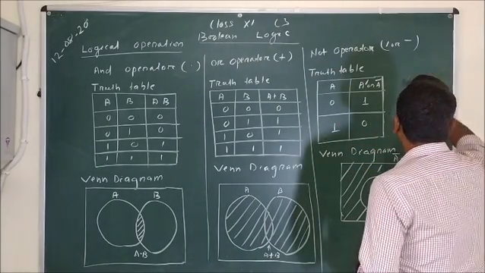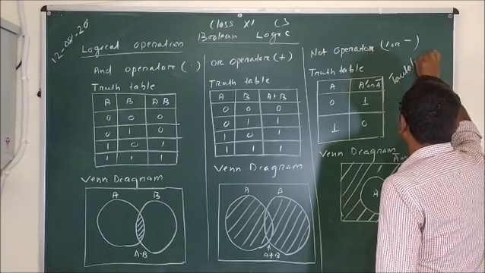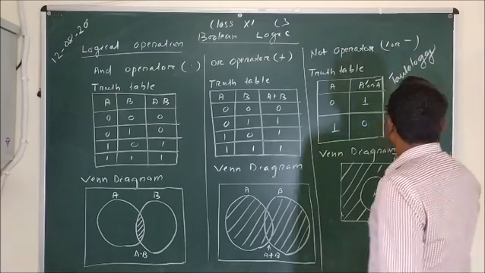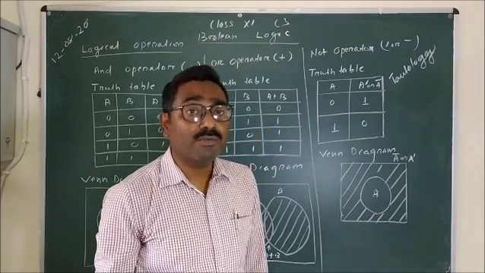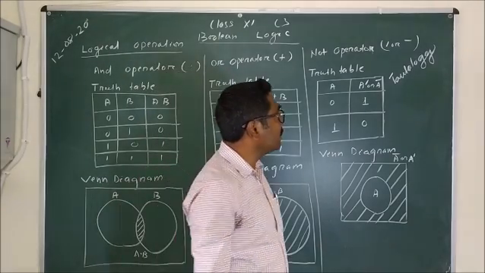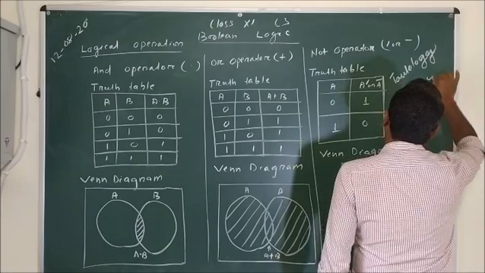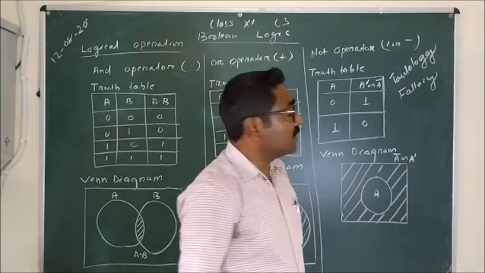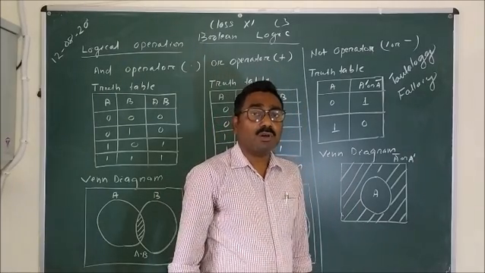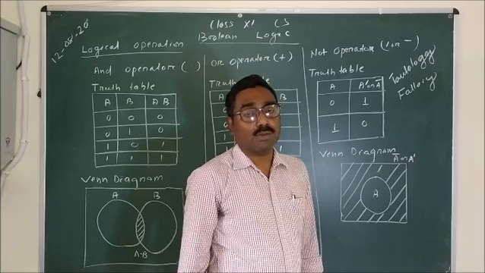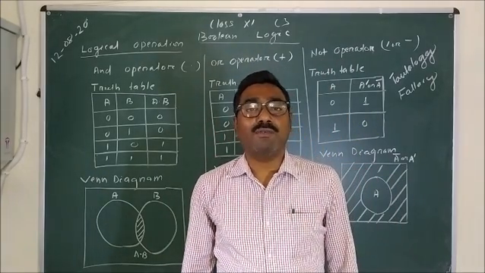It is known as a tautology. And if the output of a table is always false, then it is known as a falsity. Tautology and falsity are the two kinds of truth table. The truth table whose output is always 1 is known as a tautology, and the table whose output is always 0 is known as a falsity.